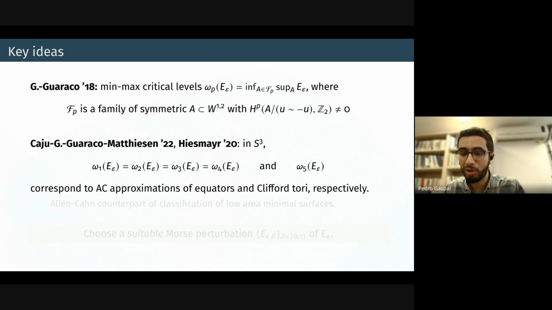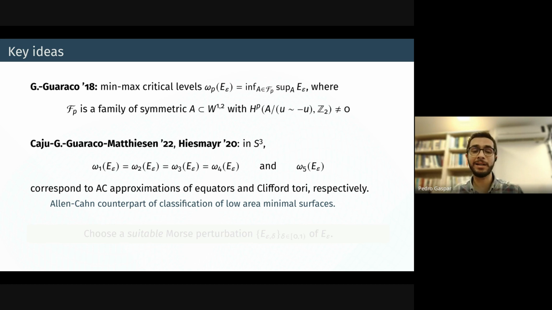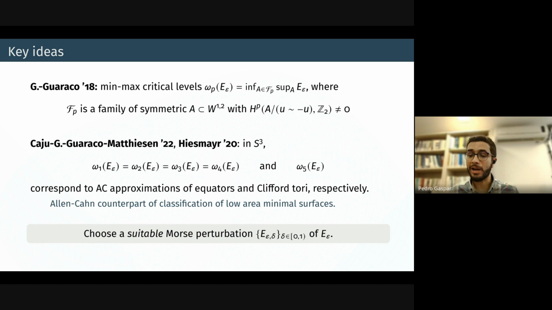And the fifth one, using the same analogy with the index of minimal surfaces and the index of those critical points, is going to be exactly Allen-Cahn approximations of the Clifford torus, which is also a minimal surface of index 5. So in some sense, that can be described as an Allen-Cahn counterpart of the classification of low area minimal surfaces: those Allen-Cahn approximations of the lowest area minimal surfaces can be obtained by a min-max procedure. That's great. We're able to describe geometrically what the lowest critical values for the energy are.